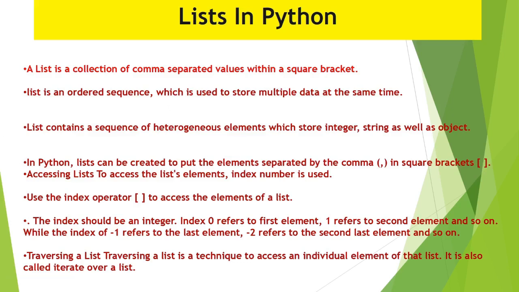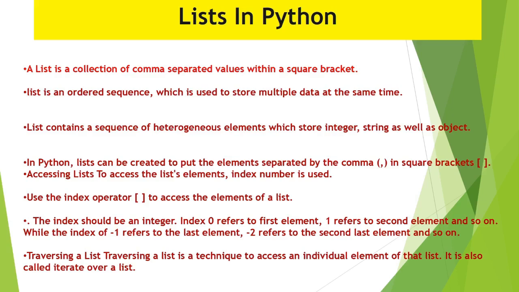Fourth point is in Python lists can be created by putting the elements separated by comma operator in square brackets. Already I told the same. How can you create a list variable? By using square brackets. You have to store the elements within square brackets and use the comma operator to separate each element, right?